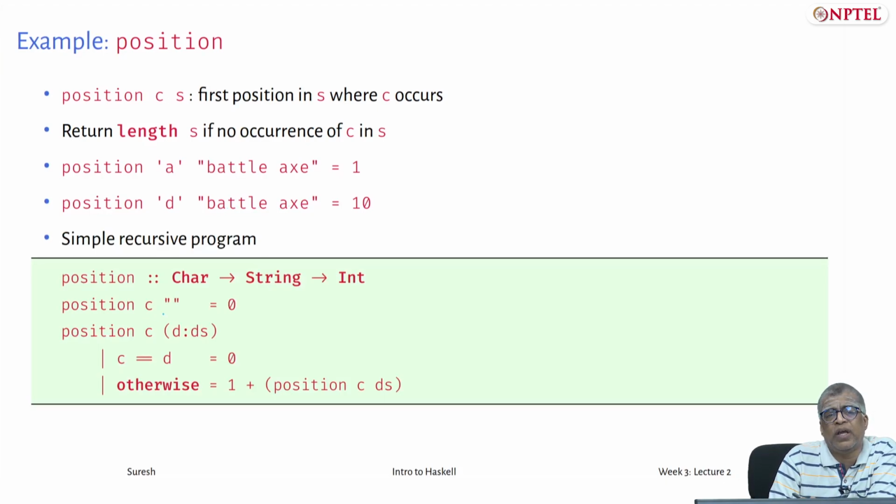Here is a simple recursive program. Position of c in the empty string is 0. Position of c in d colon ds is, if c is equal to d, you return 0. Otherwise, you say 1 plus position of c in ds.